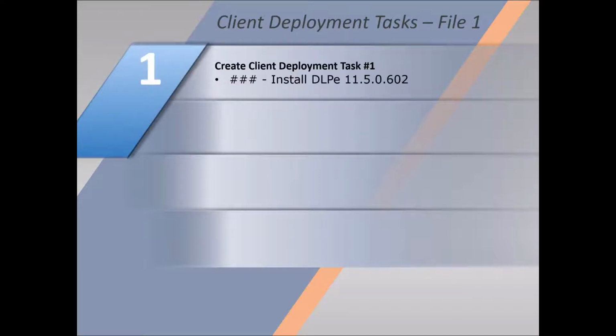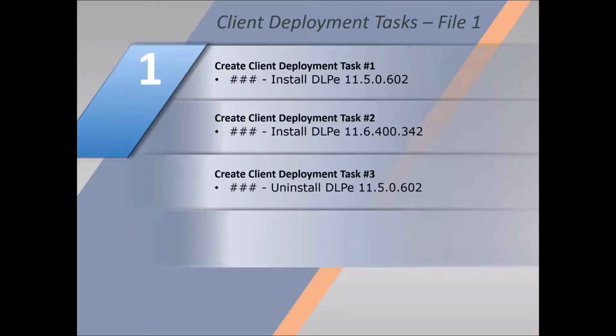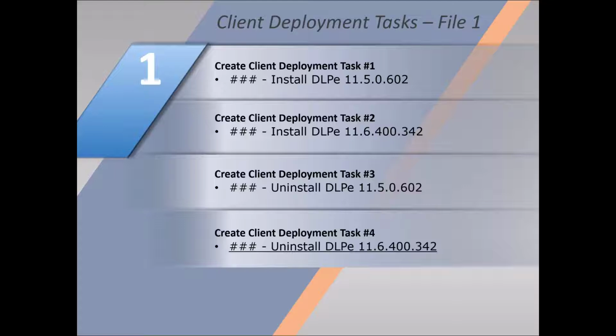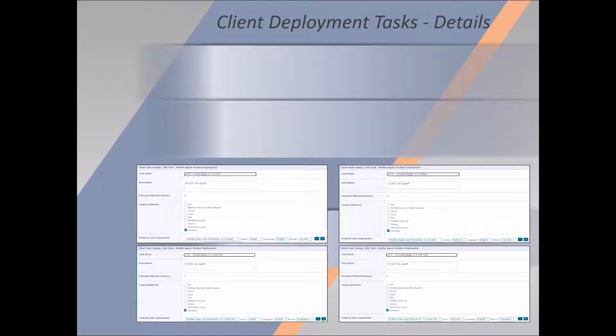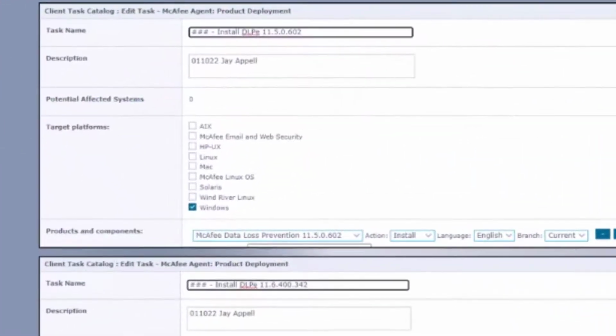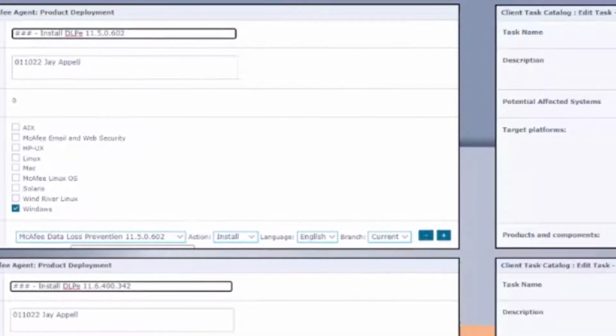Now, in the client deployment tasks, just pinpointing the obvious here, Captain Obvious, you have to have the software in order to configure the client deployment task. In our demonstration, DLPe version 11.5 was in the current branch and 11.6 was in the evaluation branch. It would look something similar to this. You want to make sure that they're all configured properly. Otherwise, nothing is going to install or uninstall properly.